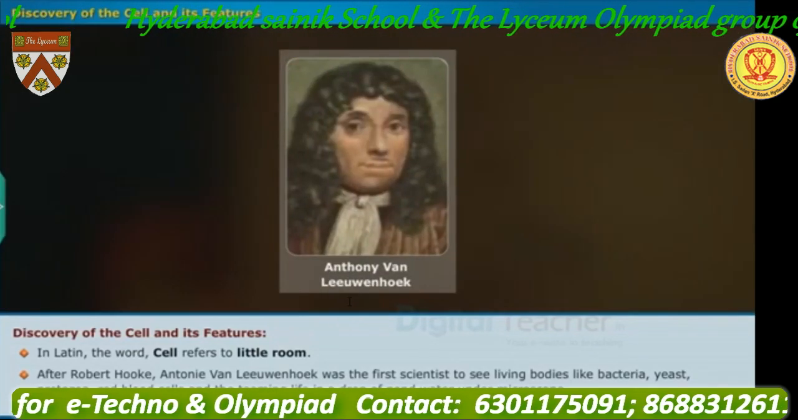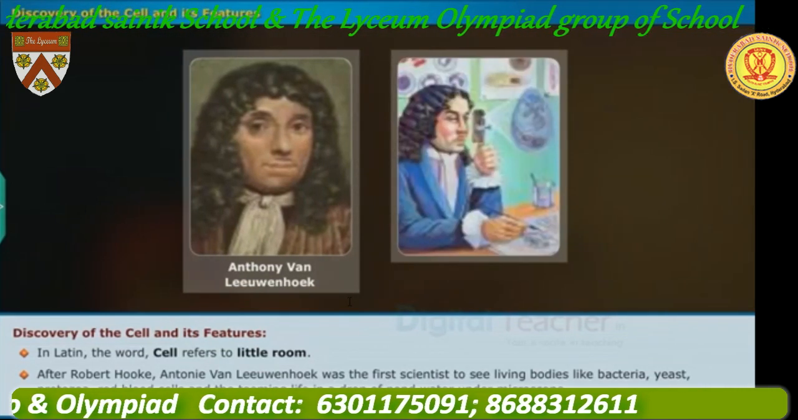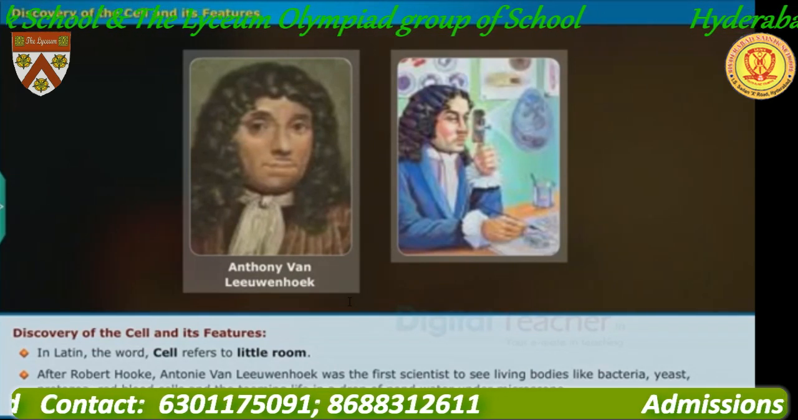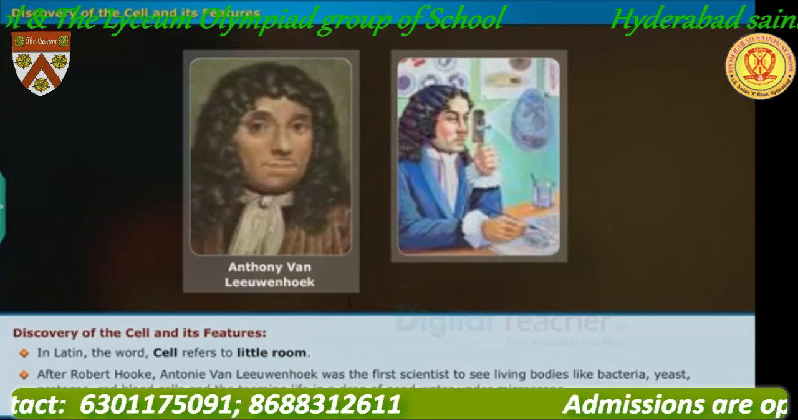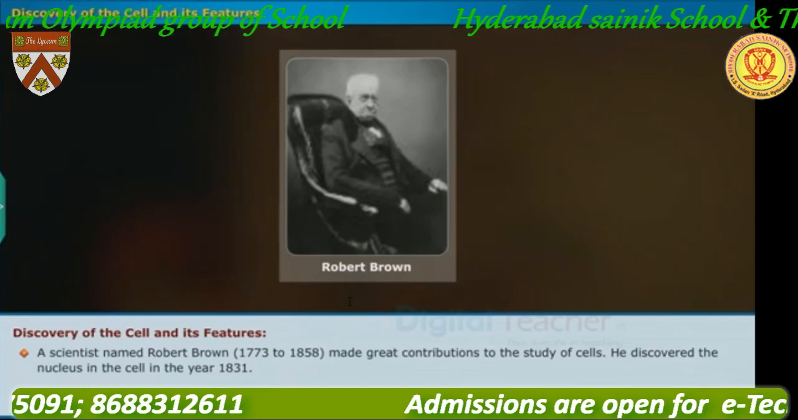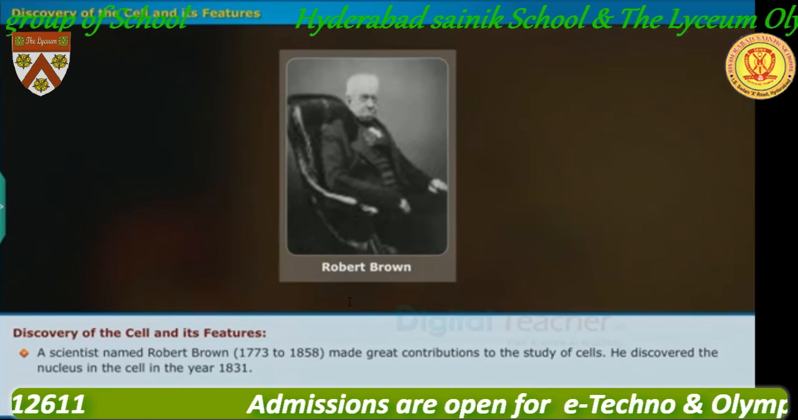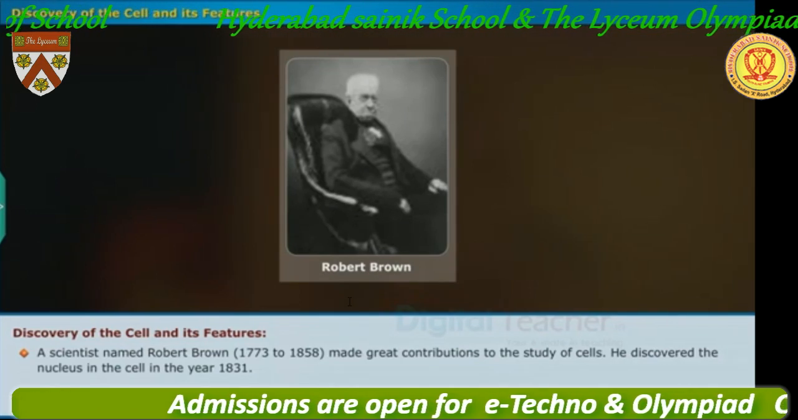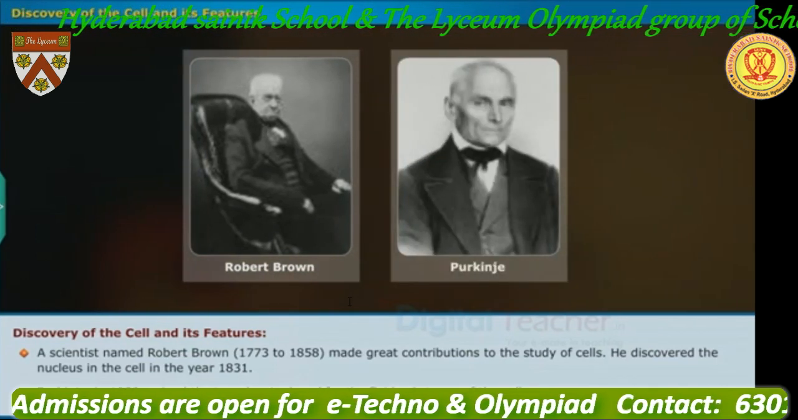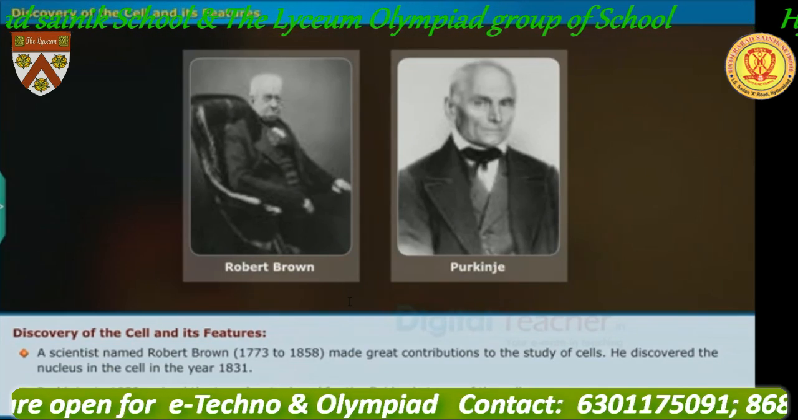After Robert Hooke, Antony van Leeuwenhoek was the first scientist to see living bodies like bacteria, yeast, protozoa, red blood cells, and the teeming life in a drop of pond water under a microscope. A scientist named Robert Brown, 1773 to 1858, made great contributions to the study of cells. He discovered the nucleus in the cell in the year 1831. Purkinje in 1839 coined the term protoplasm for the fluid substance of this cell.